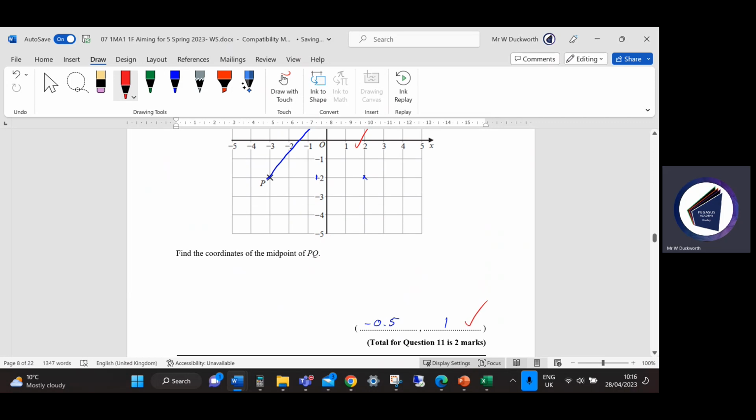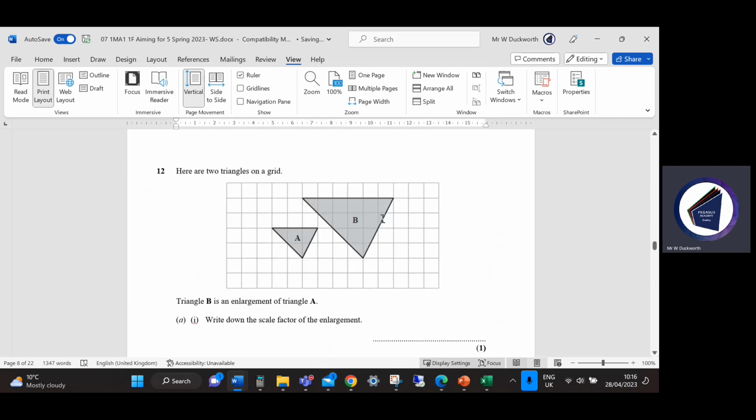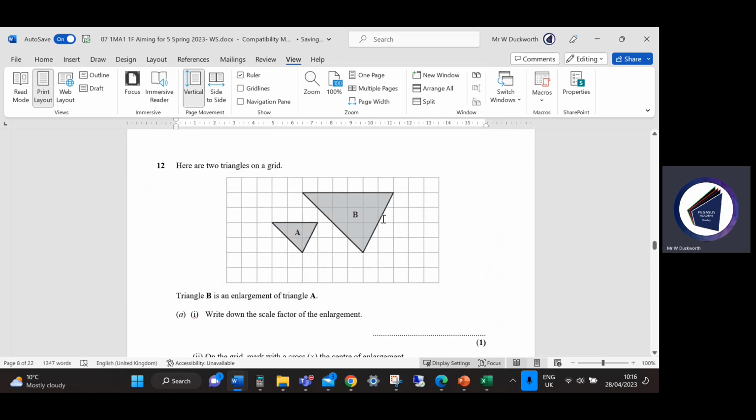Nice and straightforward. Right, question, wrong scroll. Question 12. Here are two triangles on the grid. Triangle B is an enlargement of triangle A. Write down the scale factor of the enlargement. So if I pick a side to look at, that side is 3, and it's gone to being 6. So we're going A to B, so it's a scale factor of 2.